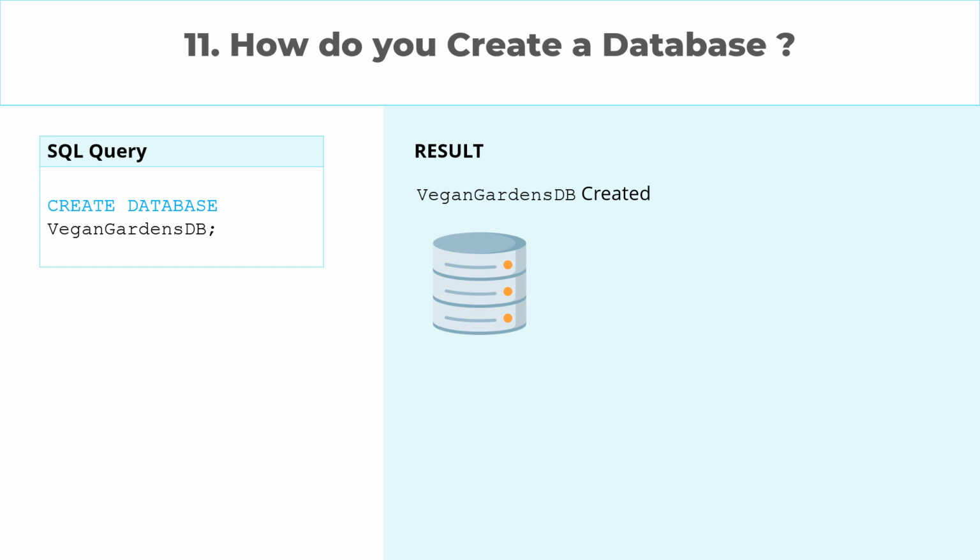For Vegan Gardens, we need a database to store all our tables like reservations and customer info. To create the database, we use the create database command as shown. This creates an empty database called Vegan Gardens DB. After this, we can add tables and start storing restaurant data like reservations.